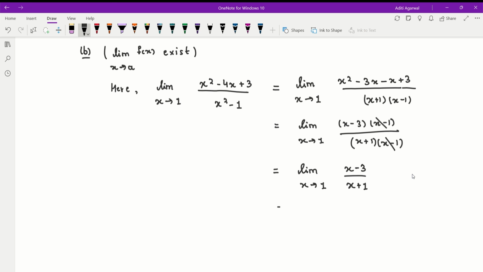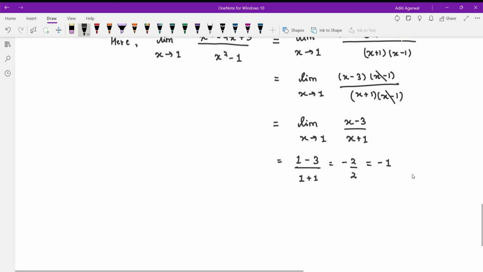Now I can directly plug in the values. X की value 1 put करी, it becomes 1 minus 3 over 1 plus 1, which becomes minus 2 over 2, which is minus 1. So limit is well defined.